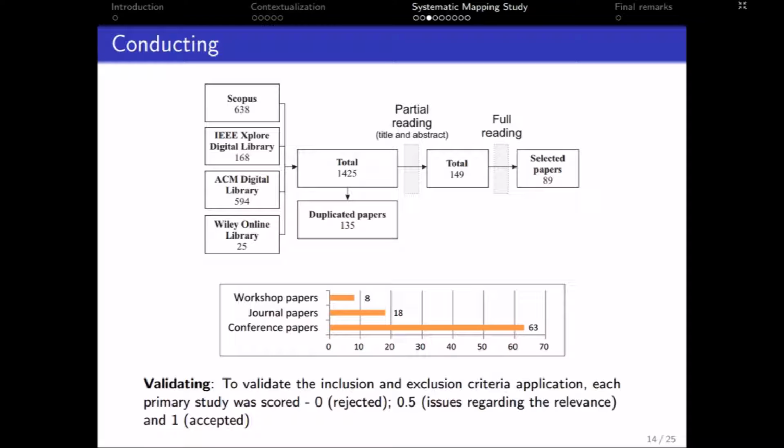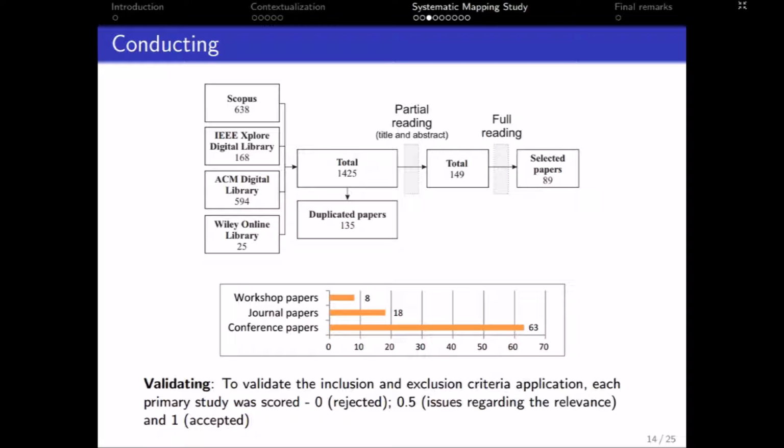A score of 0 means rejected, and 1 accepted. In case of doubt, the reviewer scored the paper with 0.5, and the other reviewers were asked about its relevance so that a consensus could be reached through the adoption of score 0 or 1. The scoring process was conducted in a sequential and independent way, that is, one reviewer read and scored each paper without interference from others. The figure below presents the distribution of the papers selected from workshops, journals, and conferences.